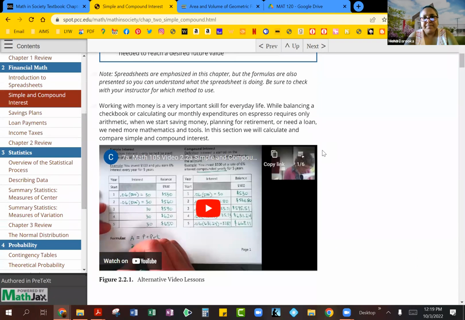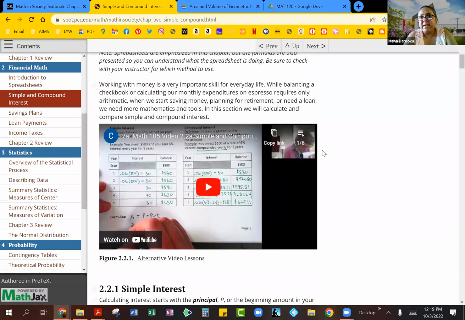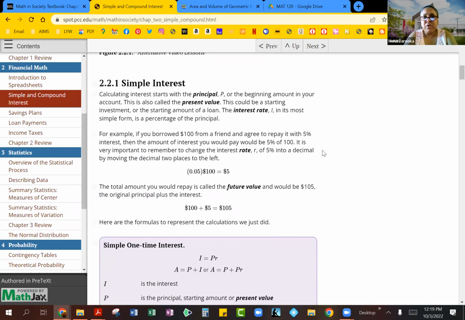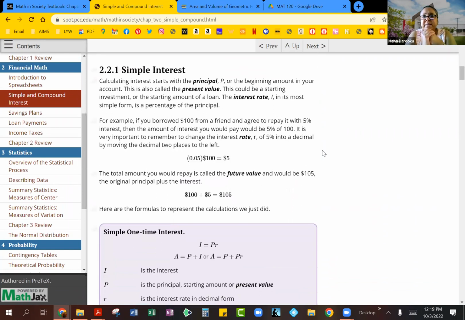So basically the idea here is continuing to work with money, being able to do basic bookkeeping and that sort of thing. So let's start out with calculations of simple interest.